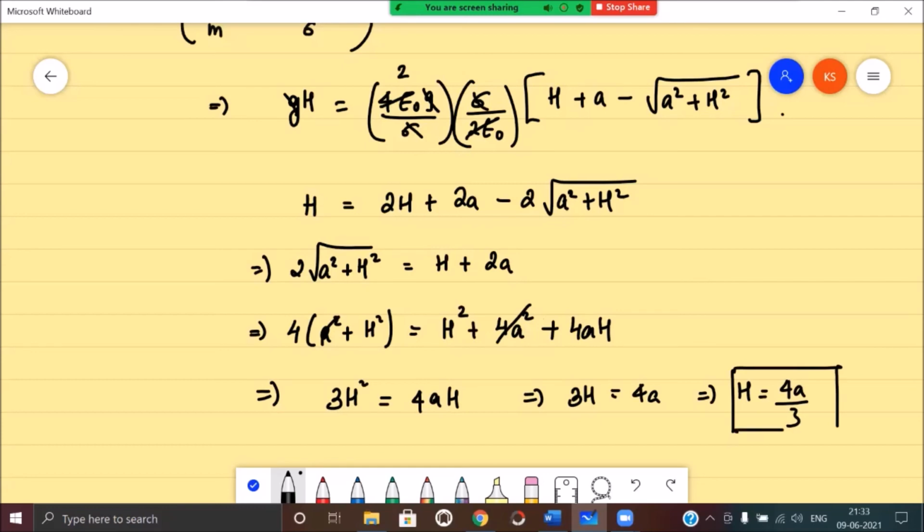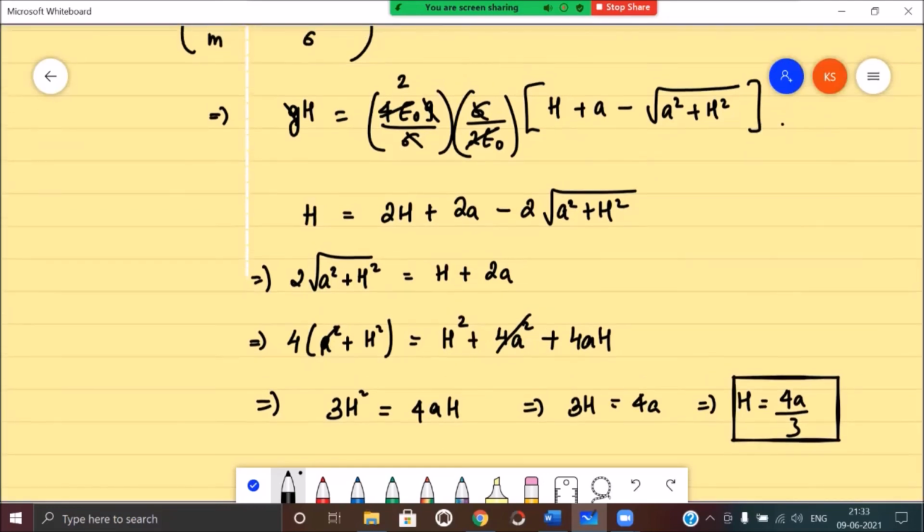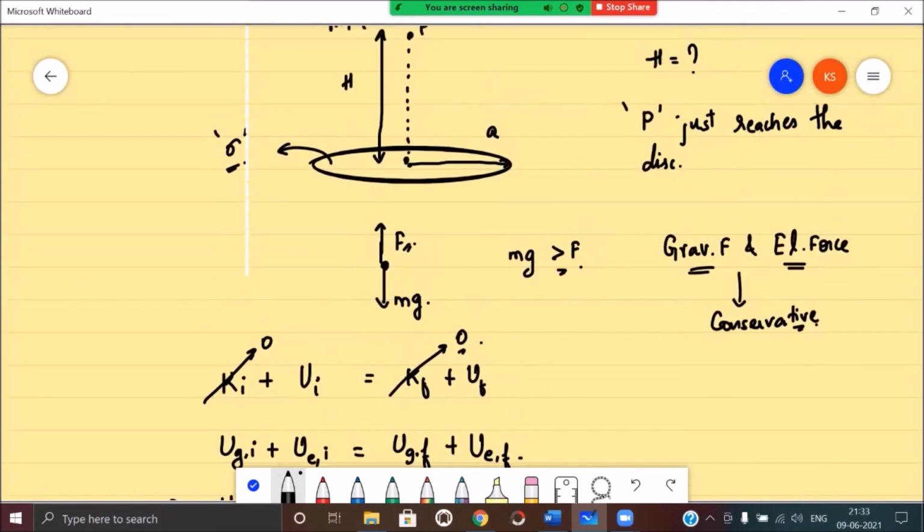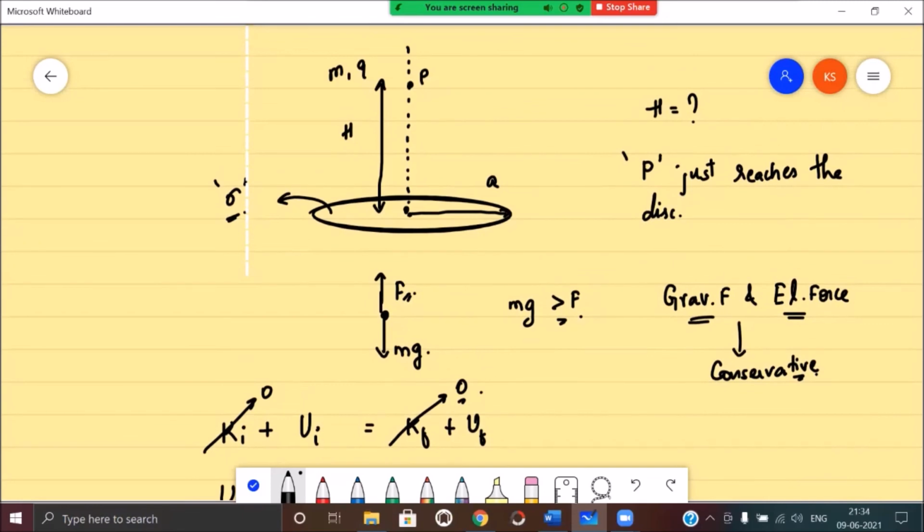Right? So a pretty straightforward question. All we needed to realize over here is that this question would have been easier to solve by using the energy method, by using conservation of mechanical energy. We just had to realize the condition over here: initially this particle will be accelerating because we want this particle to fall down. So mg has to be greater than f.